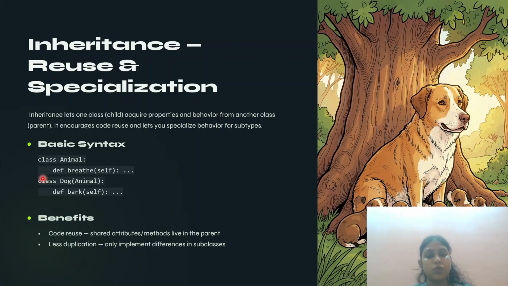Okay, students, so instead of defining name and age, breed and bark separately in Animal and Dog, we can keep common information inside the same place. So inheritance helps us avoid repeating the same code. We can reuse it.